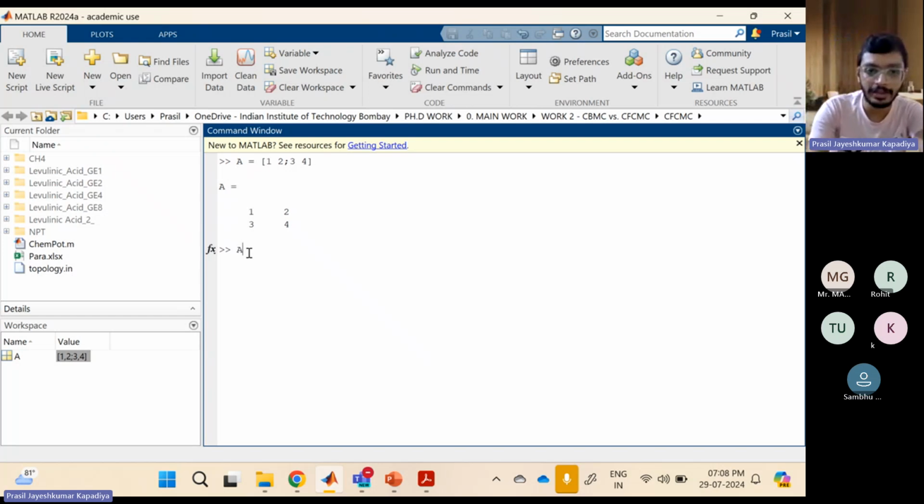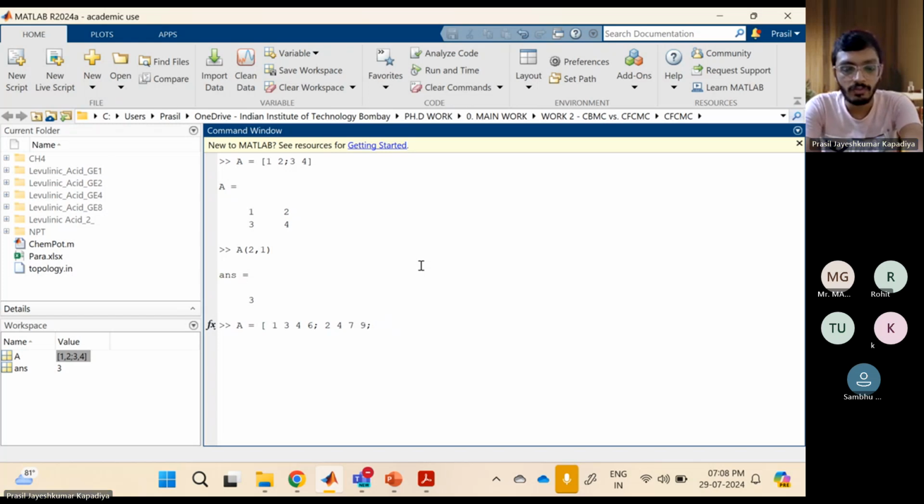So let's say I want to get that element, second row, first column. How can I do it? I will write A, I will use this bracket. First I will write row, second row, then I will put comma, first column, I will put 1. So it is 3. Correct? Let's say I want to get, okay, let me write down one big matrix. 1, 3, 4, 6, 2, 4, 7, 9, 1, minus 9, 5, 0, 3, 5, minus 1, 10. Okay, this is my matrix.